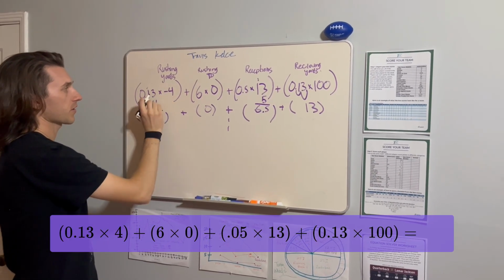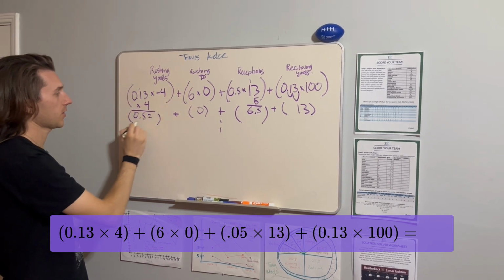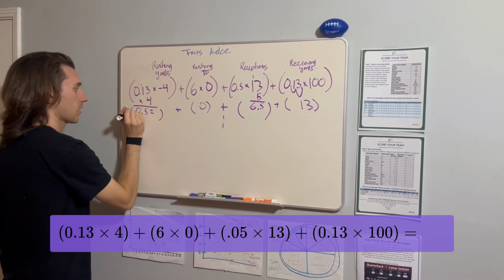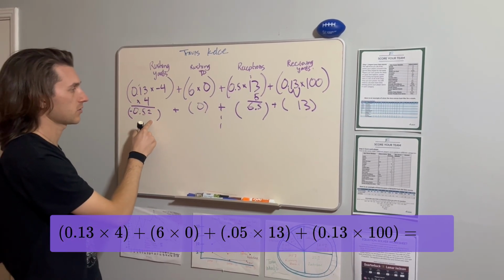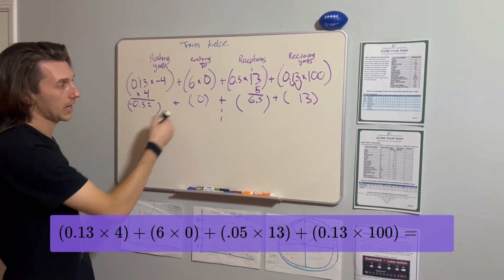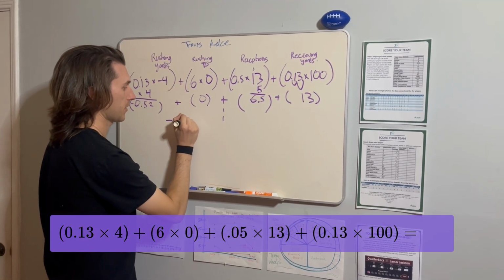Whoops, I almost forgot our negative number. So if you remember, we had -4 times 0.13. We can't forget our negative number. So keep that negative sign. We want to be negative 0.52 plus 0. Anything plus 0 is just the same number. So we can keep our negative 0.52.